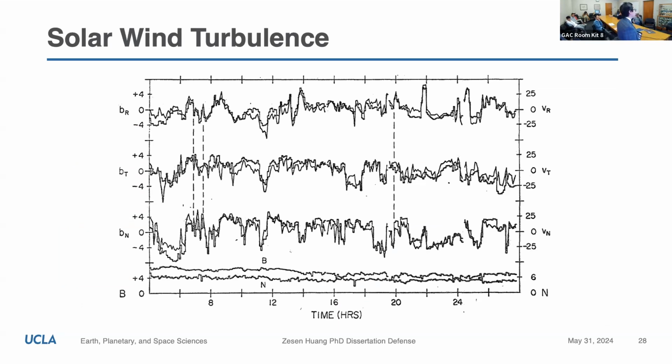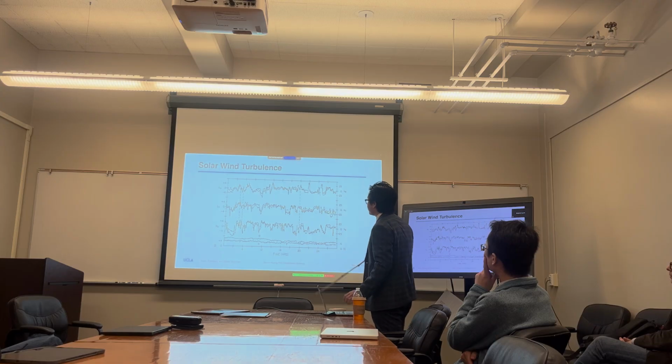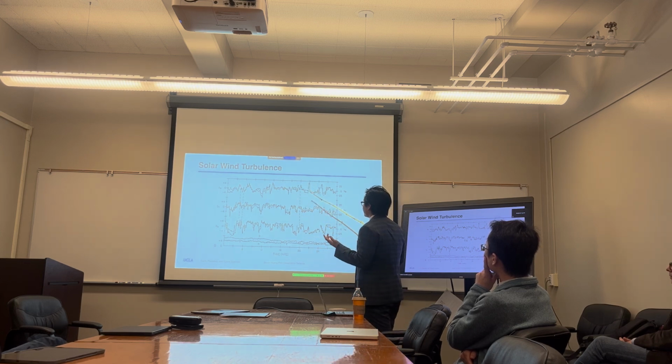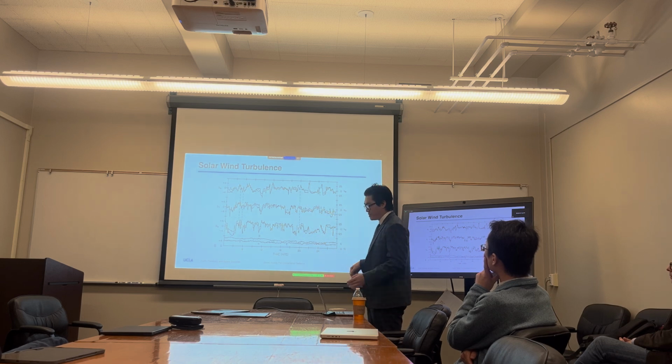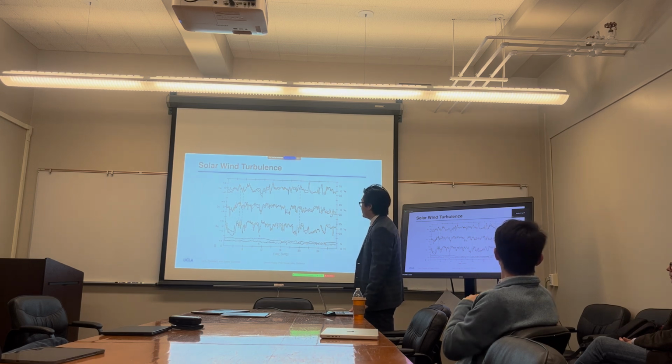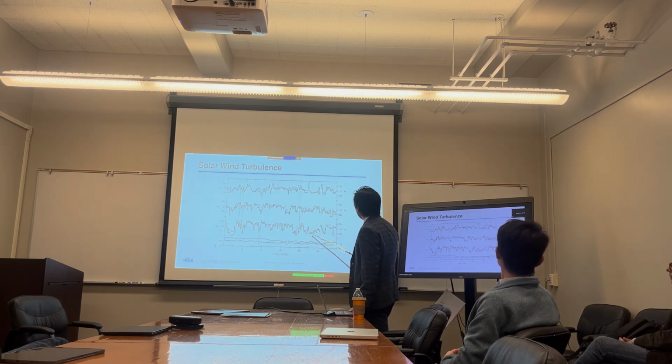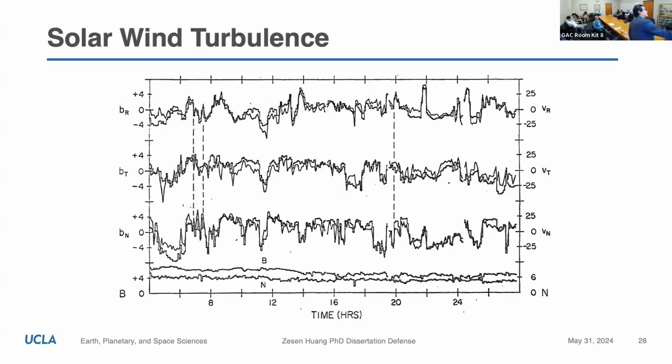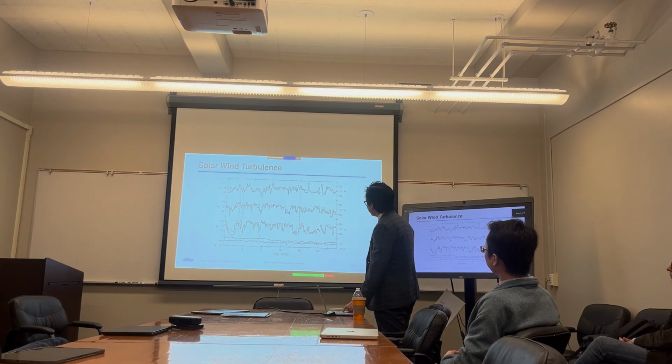In reality, the turbulence measured in the solar wind is what we call solar wind turbulence. In the solar wind, we usually use the magnetic field to study turbulence because the magnetic field has a higher temporal resolution. This is a component of the magnetic field measured in the near-Earth solar wind in 1971. There are large amplitude fluctuations in the magnetic field, and they are almost perfectly correlated with the velocity perturbation.